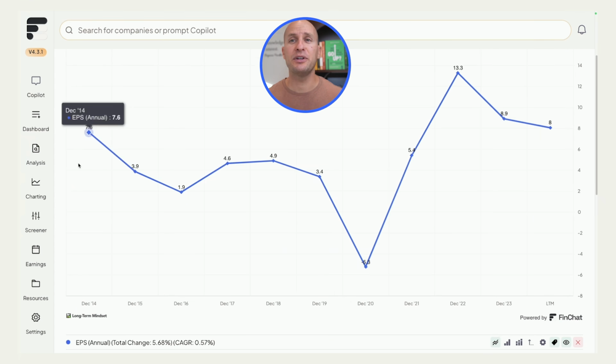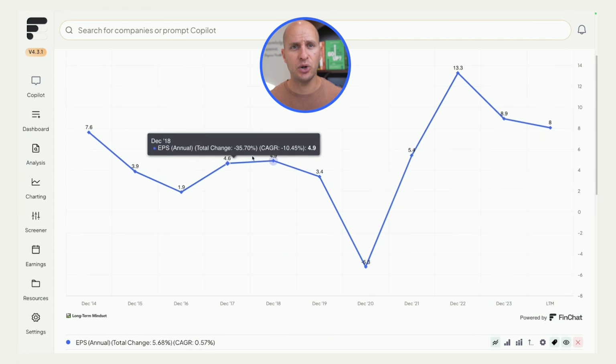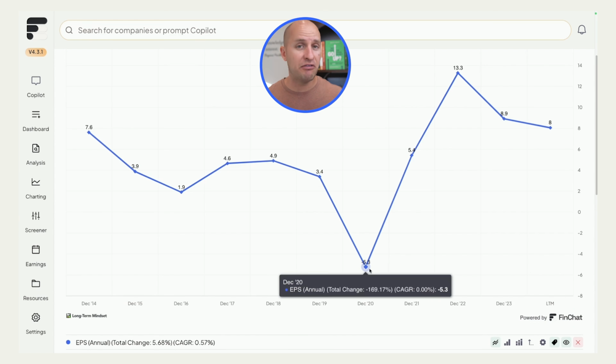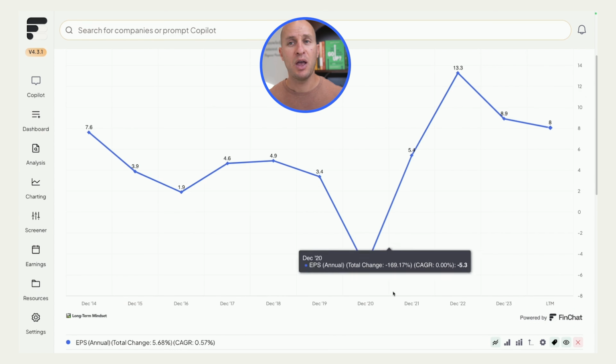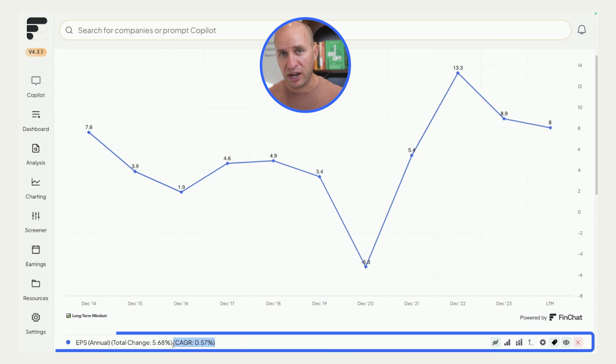Next, let's pull up the company's earnings per share, where we see a similar story. Earnings per share is proven to be very cyclical, sometimes rising while other times falling, but the net long-term change is that it's barely grown at all.